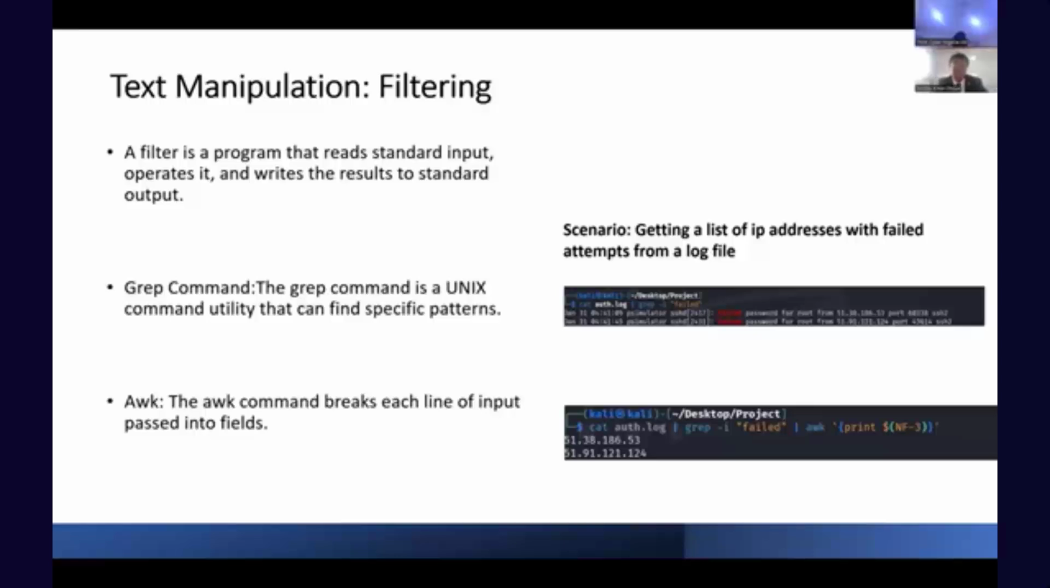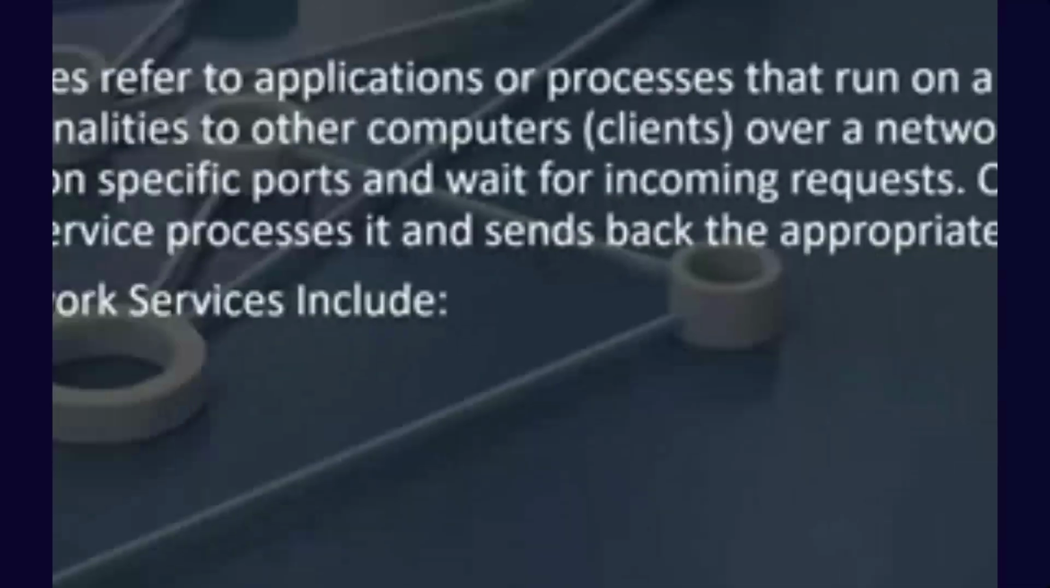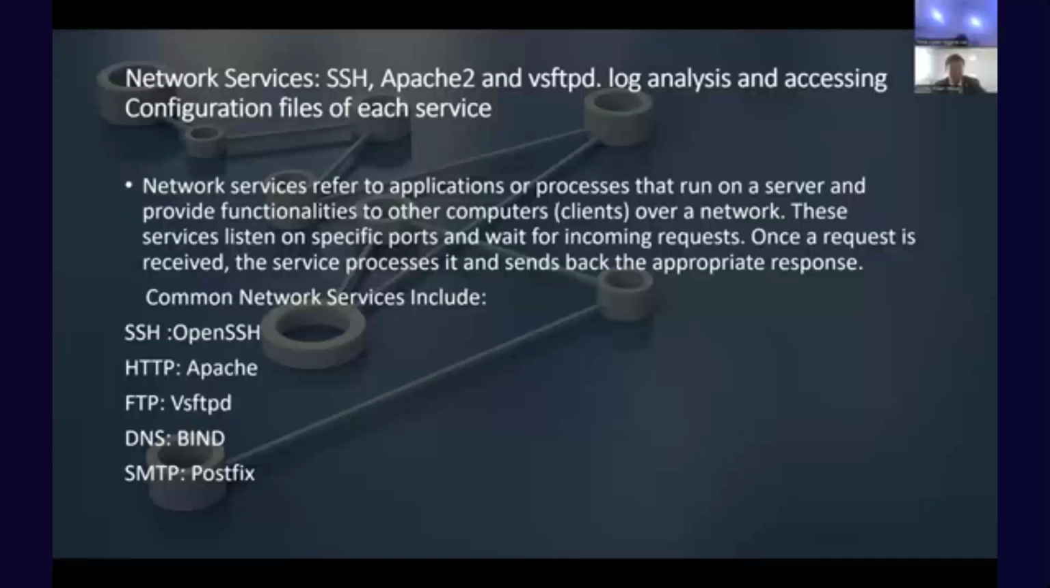So we're using a scenario here, getting a list of IP addresses with failed attempts from a log file. To explain each command, we have the grep command. It helps find. Network services refer to applications or processes that run on a server and provide functionalities to other computers over a network. These services listen on specific ports and wait for incoming requests. Once a request is received, the services process it and send back the appropriate response.